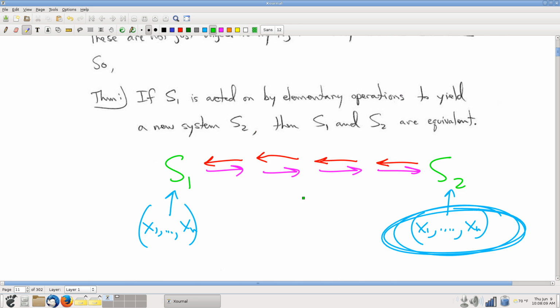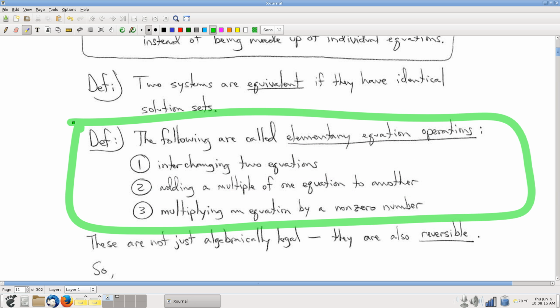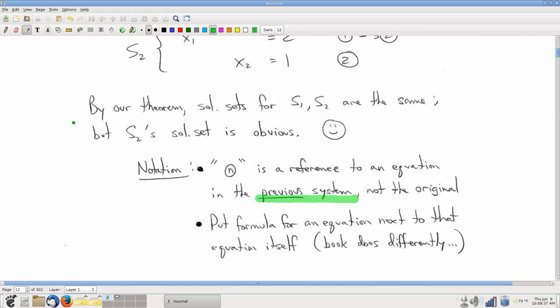Okay. Importantly, look back and notice that these elementary equation operations don't say anything about, oh, take an equation from one system and combine it in some way with a different equation from a previous system. No. Nothing of the sort is allowed, right? All elementary equation operations involve operations on equations within a single system. So there is no mix and match allowed.